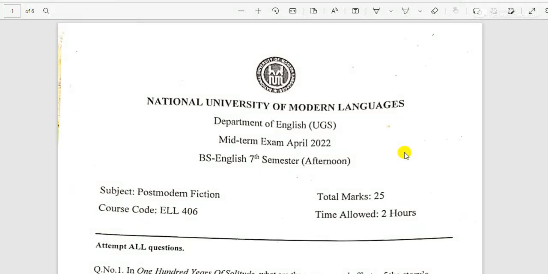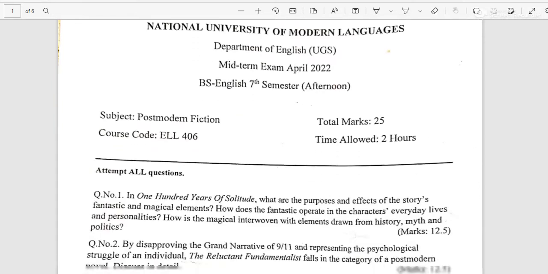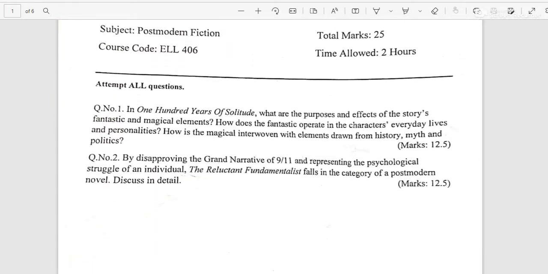हेलो फ्रेंड्स, आज की इस वीडियो में मैं डिस्कस करने जा रहा हूँ पास पेपर्स ऑफ बीएस इंग्लिश 7 सेमेस्टर मिड टर्म एग्जाम अप्रैल 2022. These are the latest ones. So let's begin with the postmodern fiction.